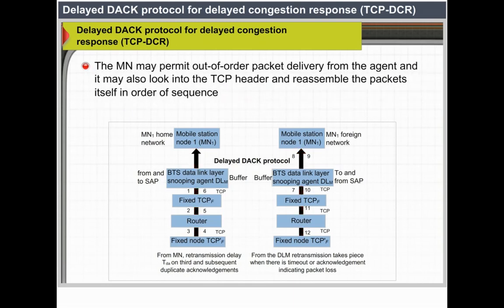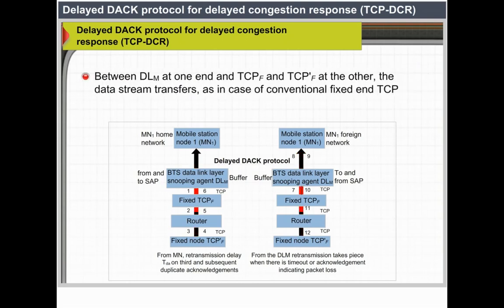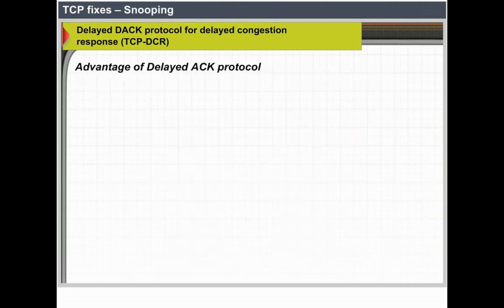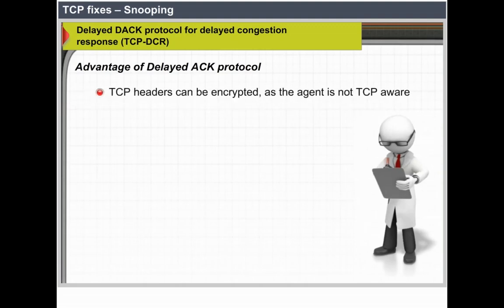The MN may permit out-of-order packet delivery from the agent, and it may also look into the TCP header and reassemble the packets itself in order of sequence. Between DLM at one end and TCPF at the other, the data stream transfers as in the case of conventional fixed-end TCP. Advantage of delayed ACK protocol.